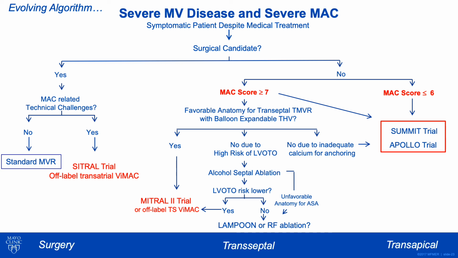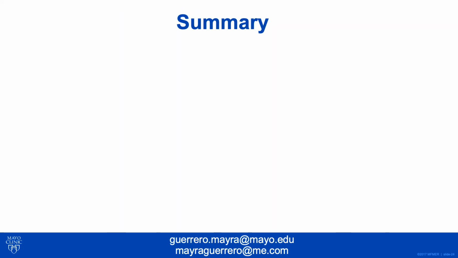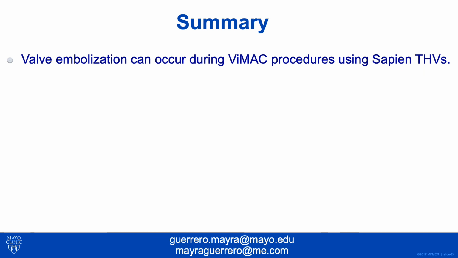there are other factors that must be taken into consideration, like the risk of LVOT obstruction, for which you could consider alcohol ablation, or LAMPOON procedure, or radiofrequency ablation. But the bottom line is that if the MAC score is 6 or less, perhaps you should just go straight to a mitral device. So in summary, valve embolization can occur during valve-in-MAC procedures using Sapien transcatheter heart valves.